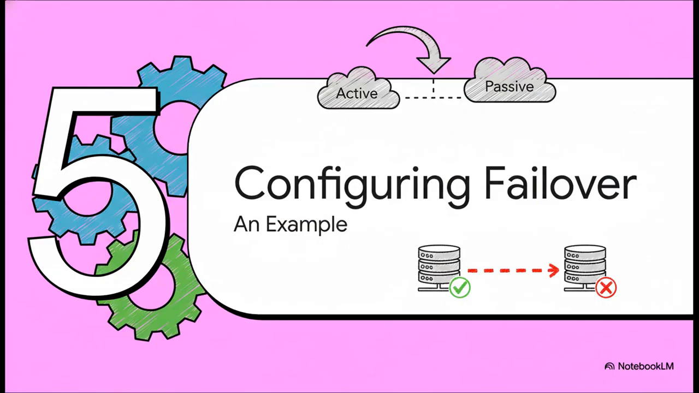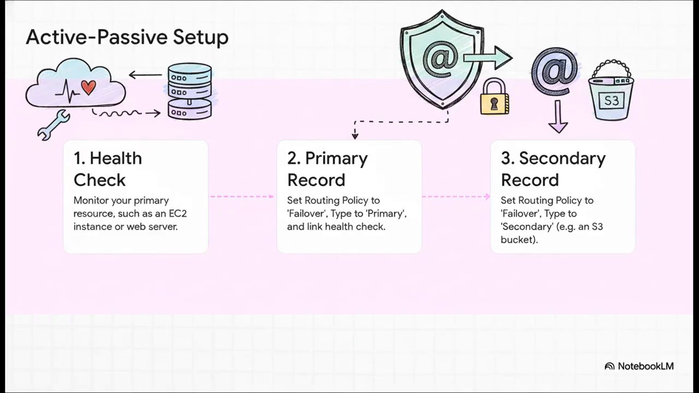Okay, that's a lot of theory. Let's make it real. We're going to walk through a quick example of how you'd actually set this up. We'll focus on the active-passive configuration, since that's where you'll be using the specific failover policy. Honestly, it breaks down into just 3 basic steps.